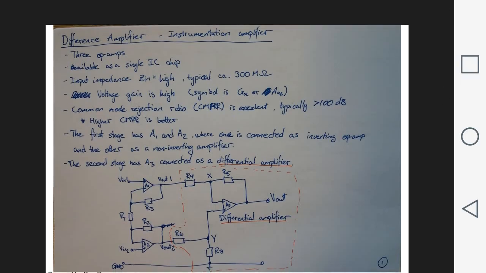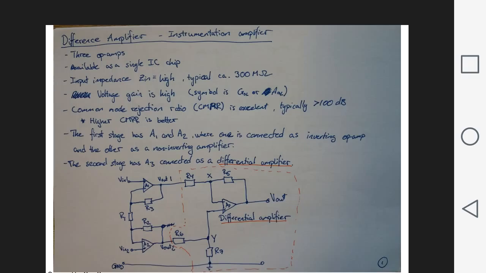Signal conditioning and the difference amplifier, especially the instrumentation amplifier. It has 3 op-amps and is available in a single IC chip. It has very high input impedance, high voltage gain, and a high common mode rejection ratio, and the higher the CMRR, the better.